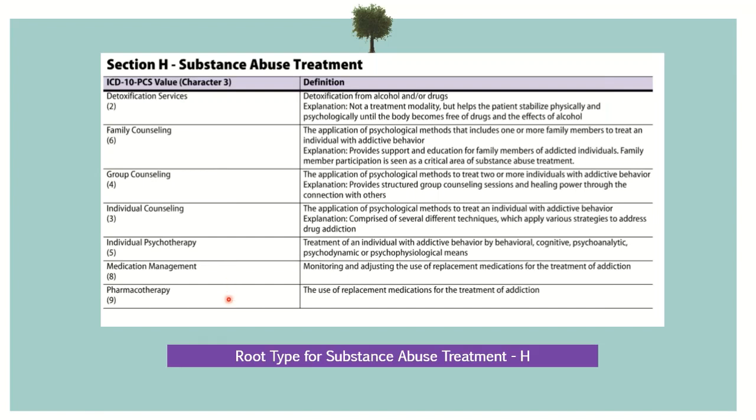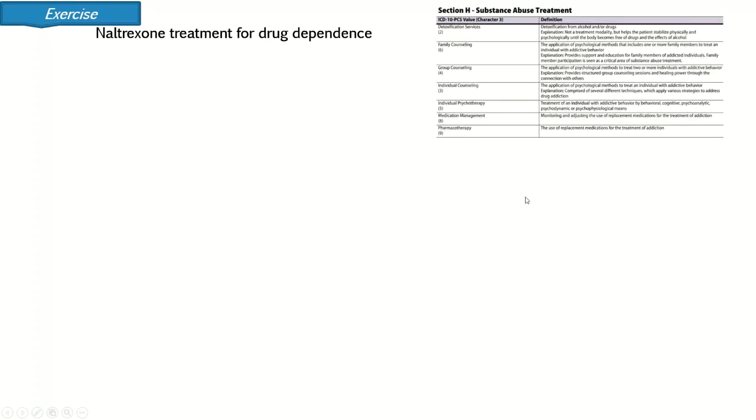Now, coders, now that we've learned about the key root types for substance abuse treatment, Section H, let's demonstrate our knowledge with these exercises. All right, now naltrexone, treatment for drug dependence. Coders, do you know what the root type is? I'll give you a little hint. I'm going to put my little chart up here. Take a second to look at the chart and tell me what the root type is.